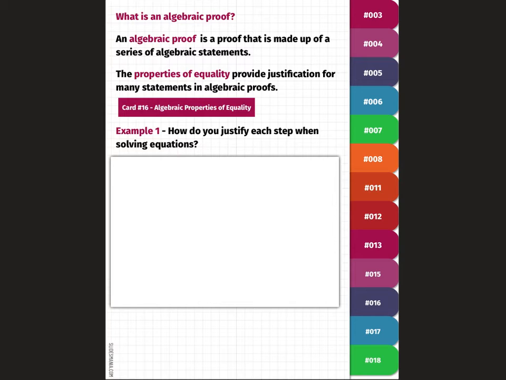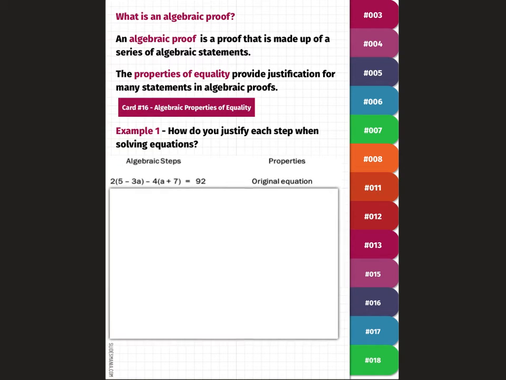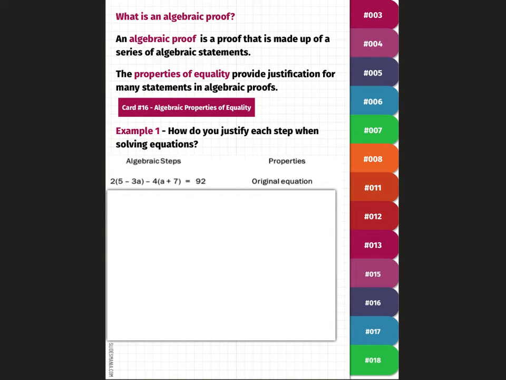So example number 1 says, how do you justify each step when solving equations? So obviously we are going to be solving equations. So here is our original equation. It says that 2 times the difference between 5 and 3a minus 4 times the sum of a and 7 equals 92. And this is our original equation.